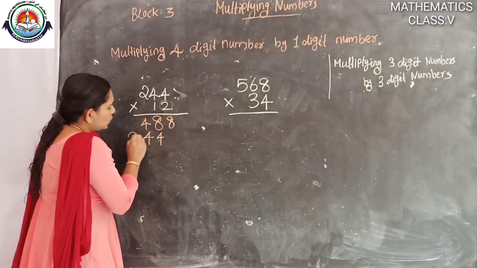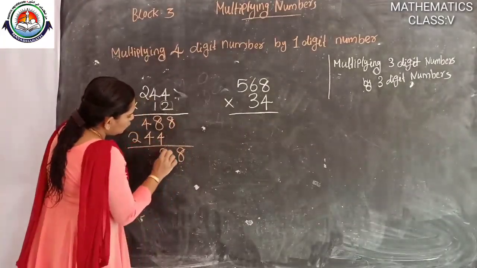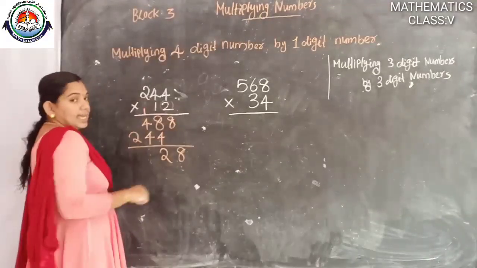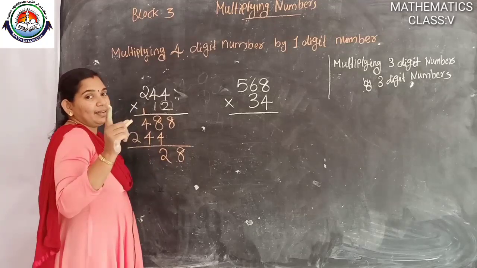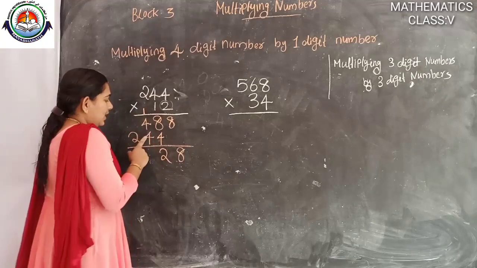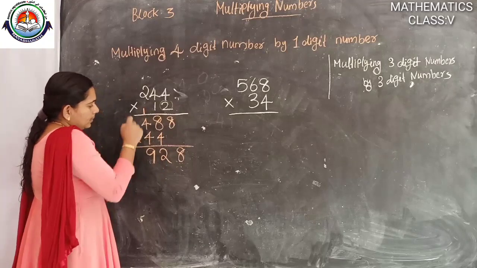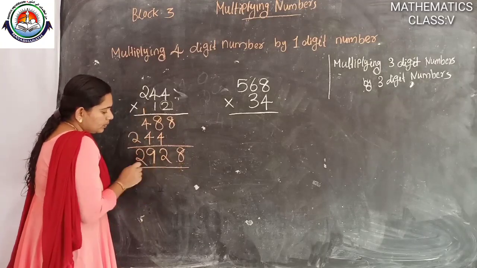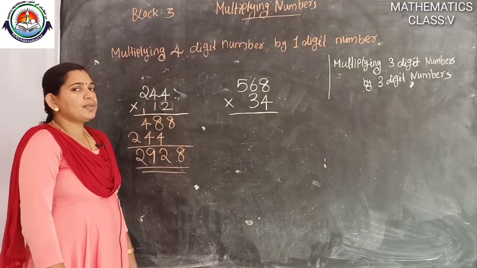1 into 2, 2. Then add it. 8, 12, 1 as a carry. 4 plus 4, 8. 8 plus 1, 9. Then 2. Okay, 2,928. How many of them got this answer?